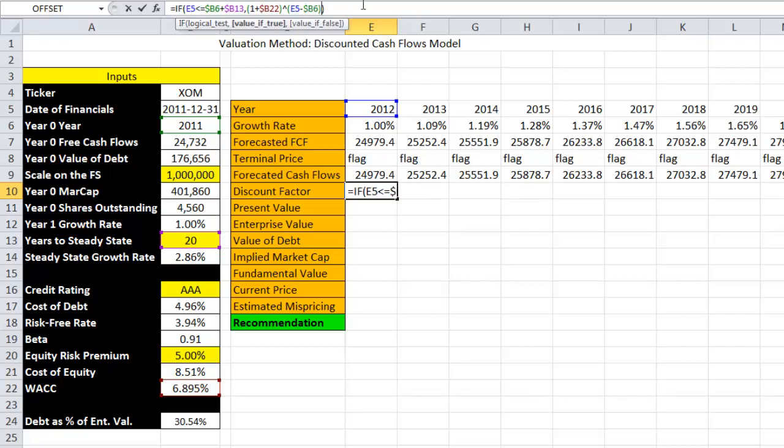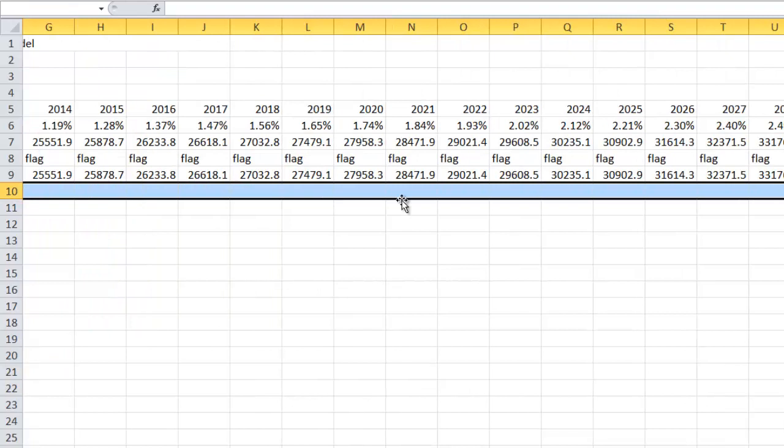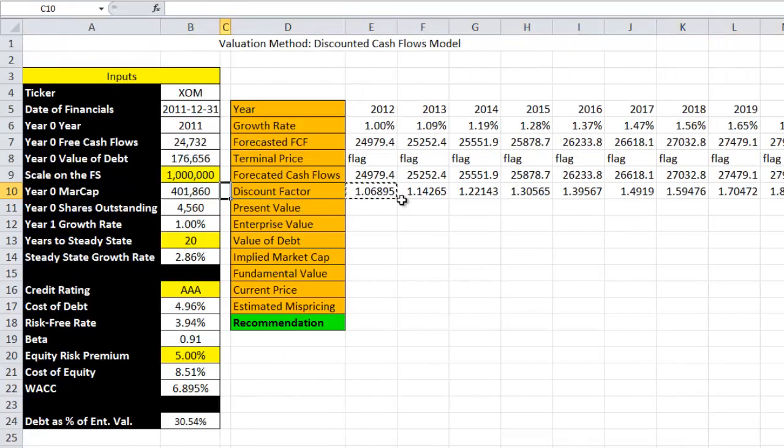Okay, now also, you need to tell it what to do if this isn't true. In other words, what if that year is not less than or equal to year 0 plus years to steady state? If that's not true, then we don't want to see anything. So we take that, drag it across as far as we need to, like so, and you should be able to see pretty clearly whether or not you're on the right track.